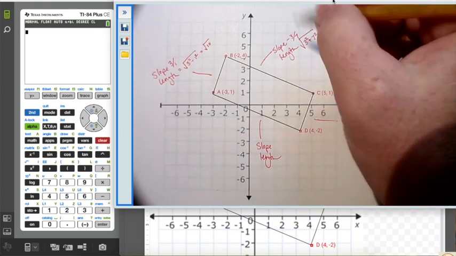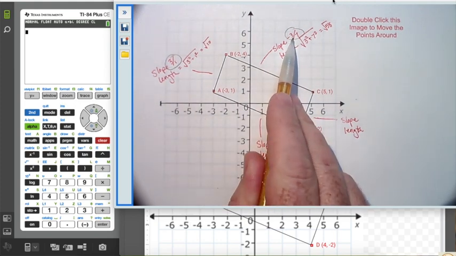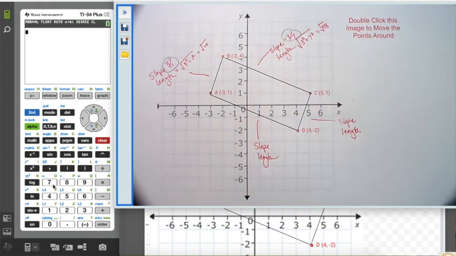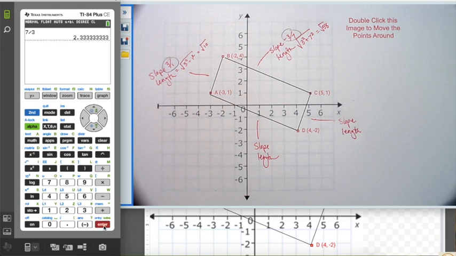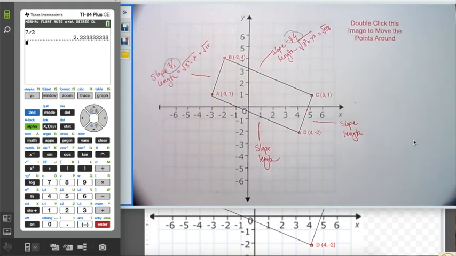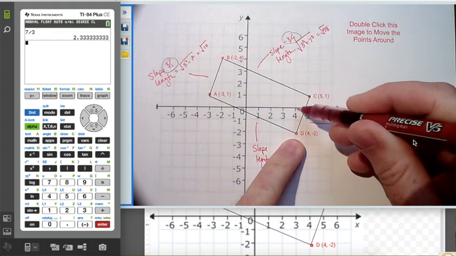But you also have a bonus feature of, check out these slopes. Are they opposite reciprocals? It kind of looks like it's a rectangle, but look at those slopes, they are not opposite reciprocals. In fact, if you do the opposite reciprocal of negative 3 over 7, that's 7 over 3, and it gives you 2.3. That's not the same thing as 3. So that's not a right angle, guys. This is not a rectangle. That's important. It looks like maybe the only thing we'll be able to prove is that it is a parallelogram only.